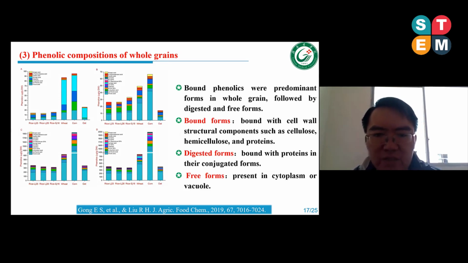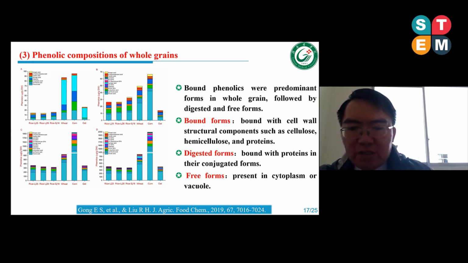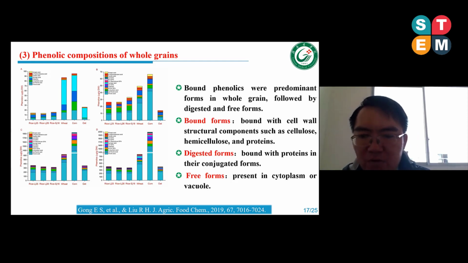This figure presents the free, digested, and total phenolic compositions of whole grain. We can see that bound phenolics were the predominant form in whole grain, followed by digested and free forms. Bound forms are bound with structural components such as cellulose, hemicellulose, and proteins. Digested forms are bound with proteins in their conjugated form. Free forms are present in the cytoplasm or vacuole.